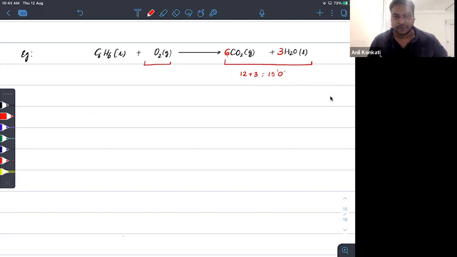इसको 15 कैसे करूंगा मैं? I will multiply that by 15 by 2. So which means यहाँ पर अगर मैं 15 by 2 लगा देता हूँ, like this, 15 by 2 multiplied by 2, how much you will get beta? 15 only. So therefore यहाँ पर भी 15 oxygen है, यहाँ पर भी 15 oxygen है. Clear on this point, everyone? Yeah.